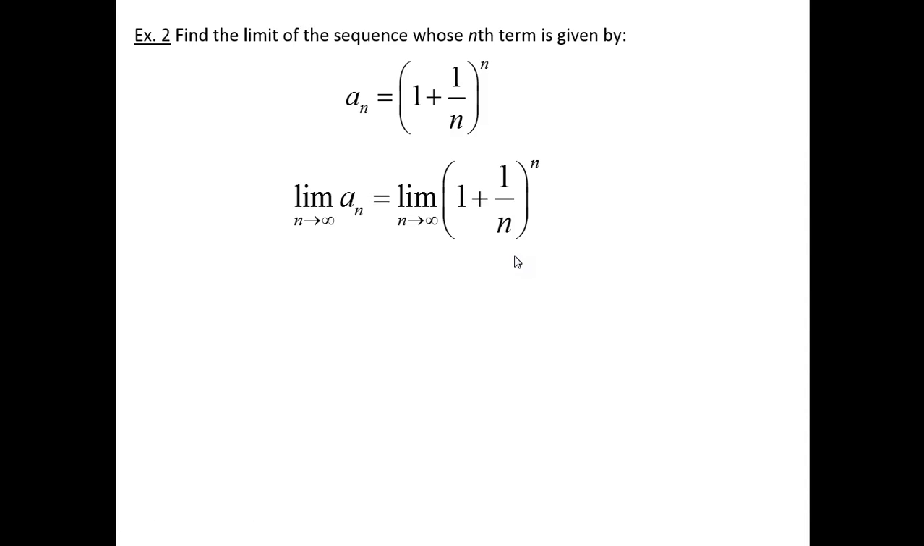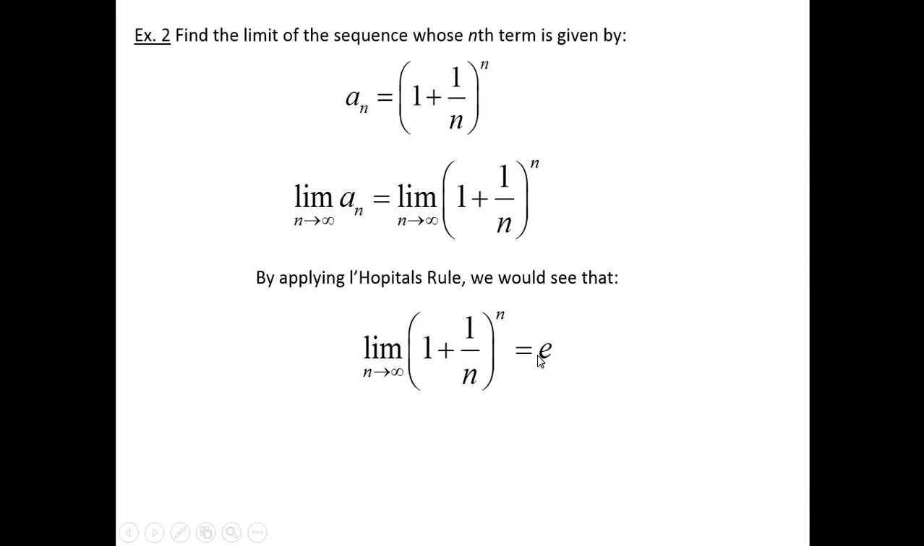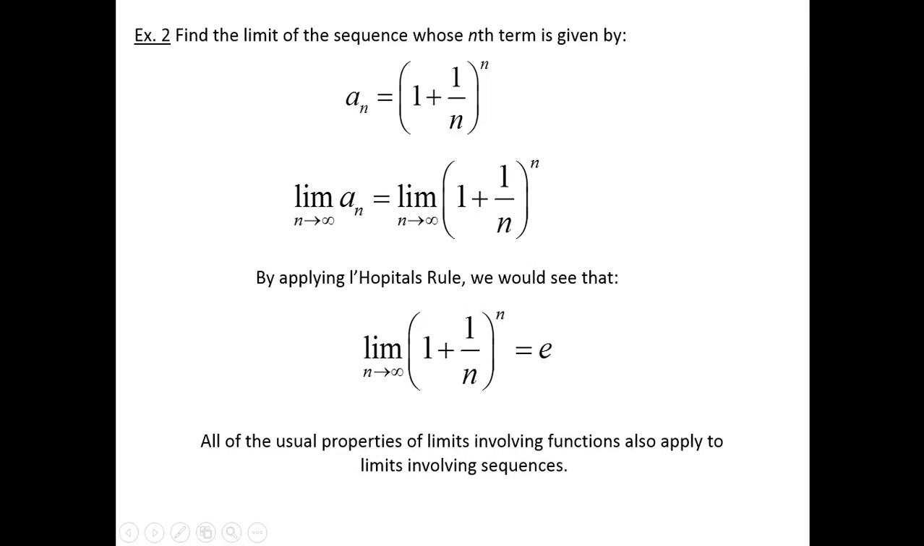Now, I told you in this chapter, you don't have to show me all the steps. You can just memorize what this is. Do you remember what this limit is? Remember that it was e, so whatever was the numerator for this fraction. In this case, that's 1. So the limit for this is e. In this example, we would say that the sequence converges to e. So all of the usual properties involving limits from functions will also apply to any limits involving sequences.